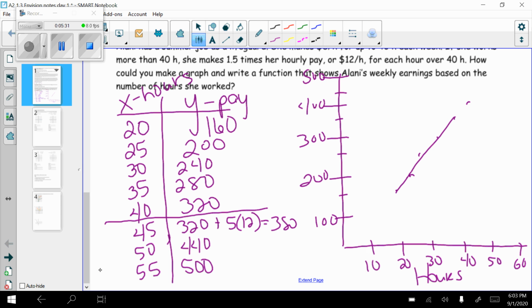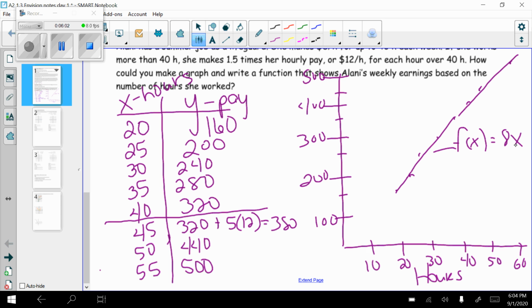50, we're at 440. And 60, we're all the way up at 500. So notice that my graph then kind of veers off this way. So there's our graph. Now we want to write an equation. This first line here is going to be easy, right? Because it is a constant rate of 8. So this is just f of x equals 8x. For every hour she works, she gets $8.